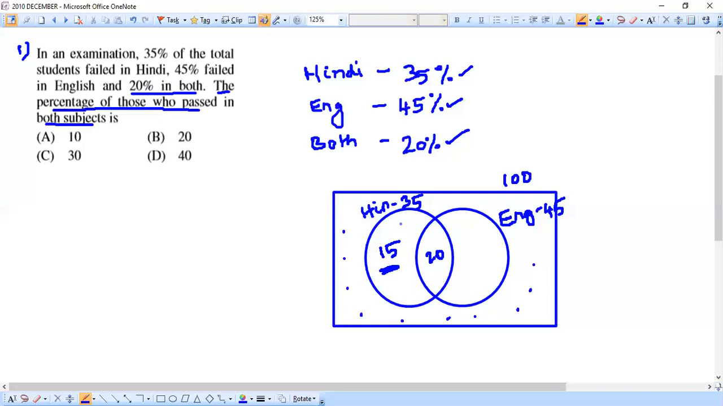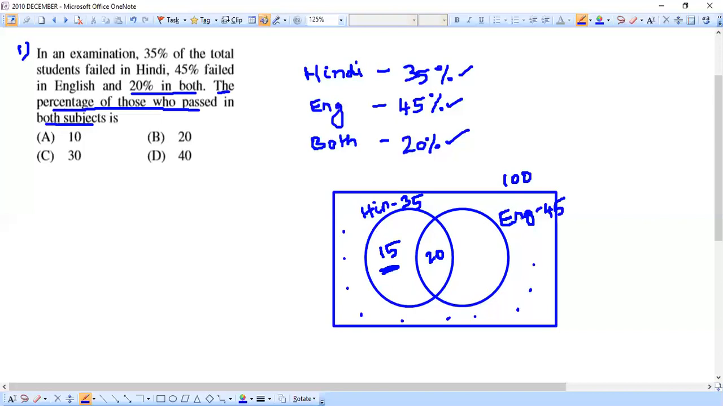So if my question is what percent of the people failed in Hindi, it will be 35. But if my question is what percentage of the people failed only in Hindi, then my answer would be 15 percent. Because 35 people totally failed, 15 people failed only in Hindi. Then what about the remaining 20 people? They also failed in Hindi, but they failed in English also. So Hindi-only failures are 15, and Hindi along with English failures are 20. Totally, if I want to find all the Hindi failures, that will be this 35. That's how we represent this Venn diagram.